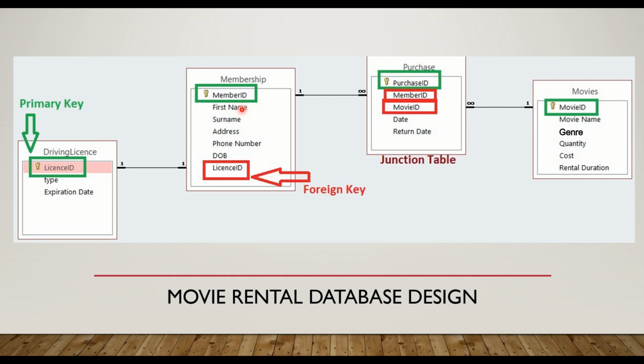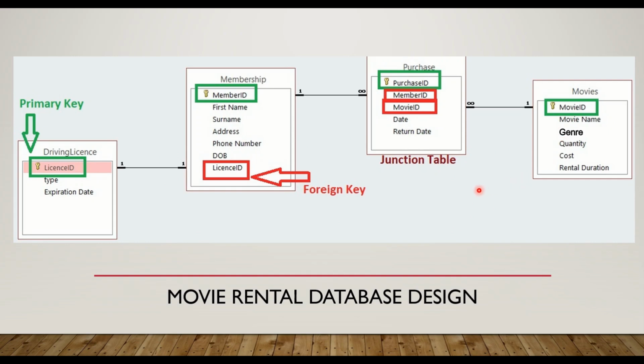And the second type of relationship is the one-to-many relationship. In this case, every member can purchase many times, so that's why it's called one-to-many. And in case of many-to-many relationship, we should use a junction table. As you can see, the relationship between membership and movies is called many-to-many relationship using a junction table, which has two foreign keys. Many members can purchase many movies and vice versa, that's why it's called many-to-many.